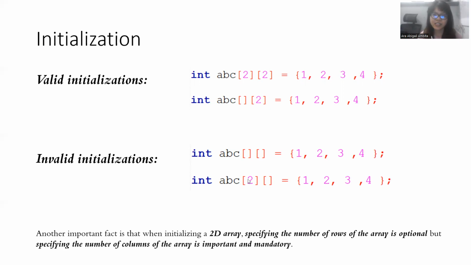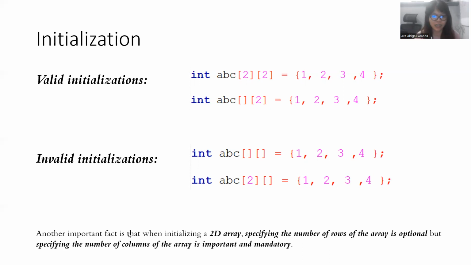Another is that you have specified the rows, but you have not specified the number of columns. So the compiler knows the number of rows, but it does not know the number of columns. So how should it group these values? How should it store them in the memory? Because it does not know how much memory to allot, since it does not know the number of columns.